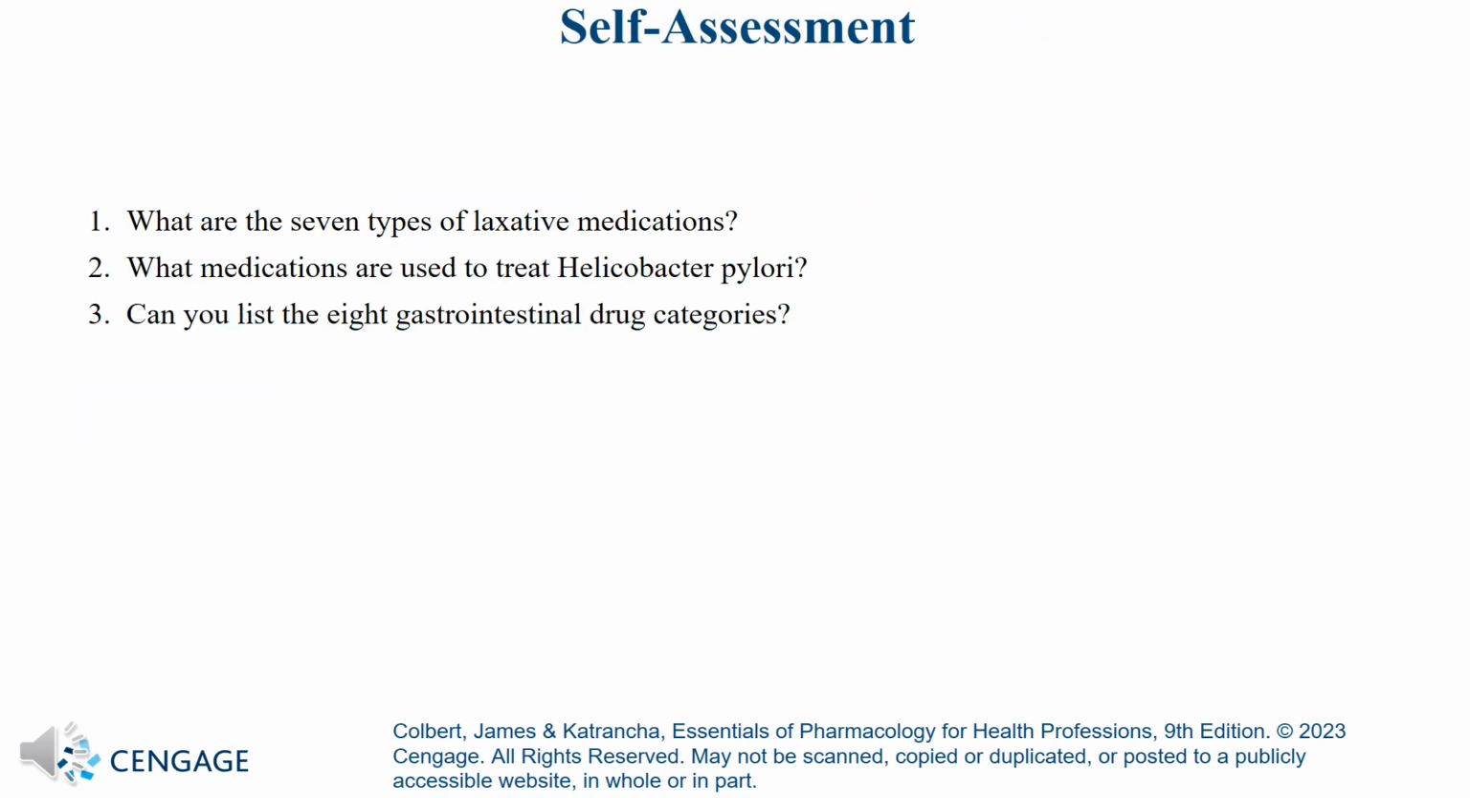All right, your self-assessment. See if you can answer these questions. What are the 7 types of laxative medications? What medications are used to treat H. pylori? Can you list the 8 gastrointestinal drug categories?